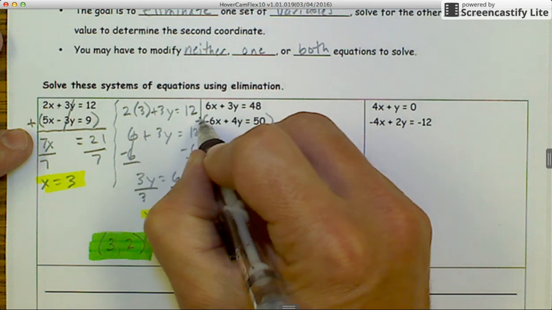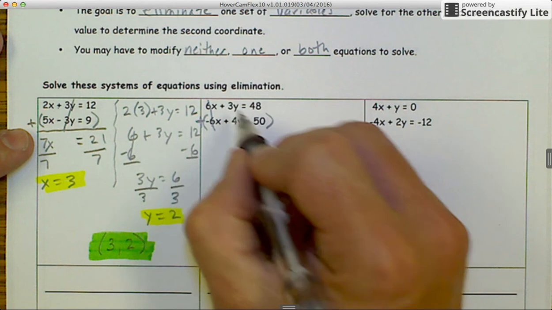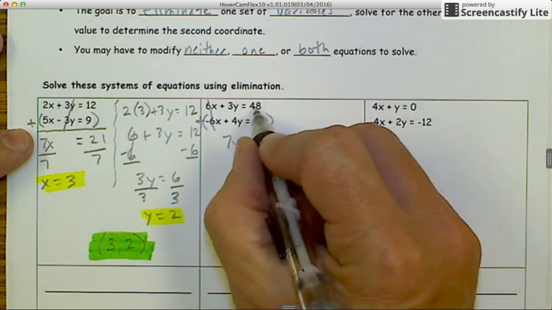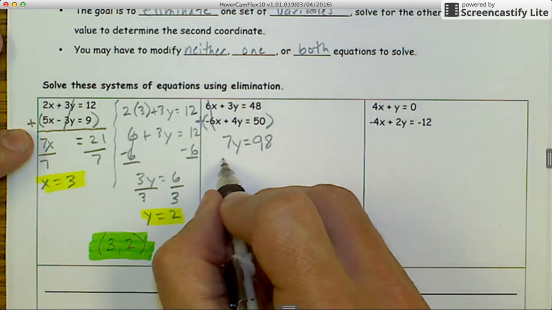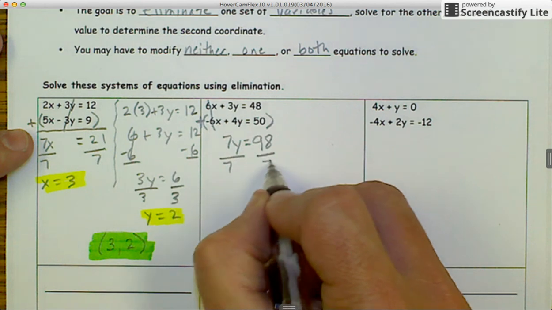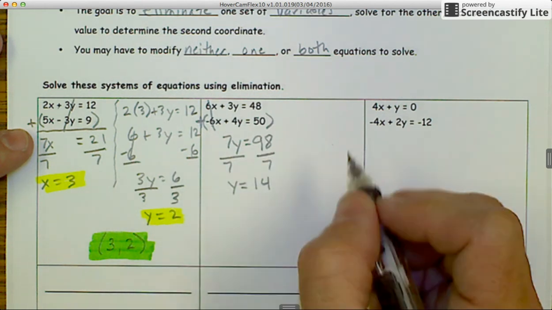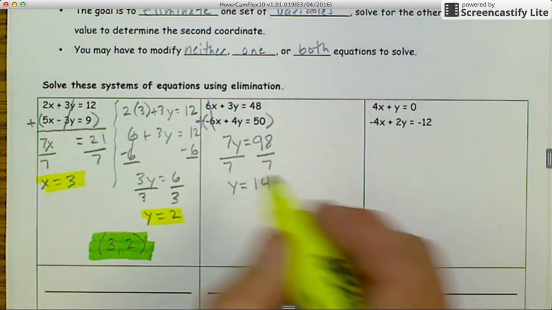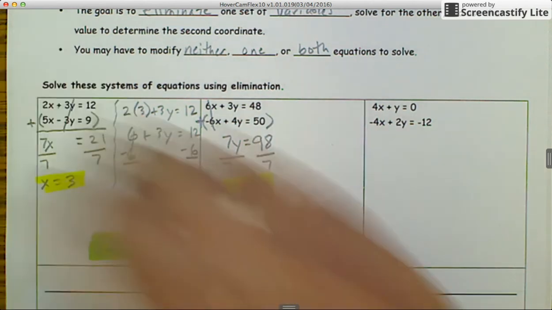So we add both equations together. Positive 6x, negative 6x cancel out. Positive 3y, positive 4y is 7y is equal to 48 plus 50 is 98. Solving for y, we're going to divide by 7, and you get y is equal to 14. Use a calculator for these if you can't do that in your head. So the first coordinate that we solved for is y, and that's 14.